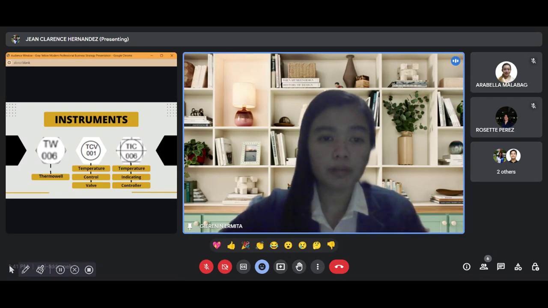Temperature control valve, the purpose of this in a glycol dehydration process is to regulate and control the temperature of the glycol within the system. The temperature indicating controller combines the functions of a temperature indicator and a temperature controller in a single unit. So a temperature indicating controller in a glycol dehydration process is to monitor, control, and optimize temperature conditions at critical points within the system.